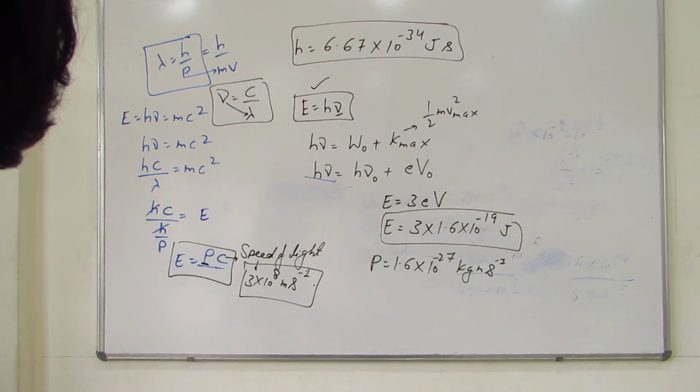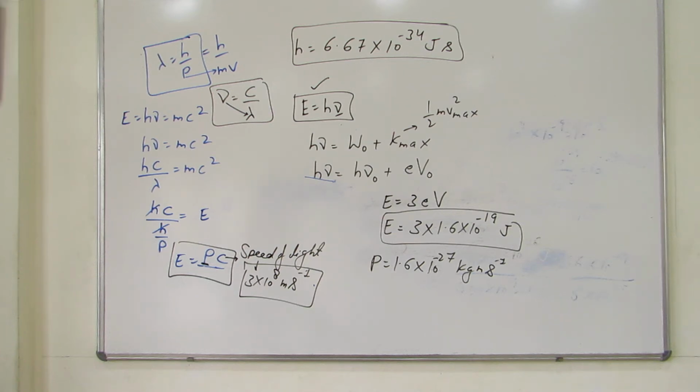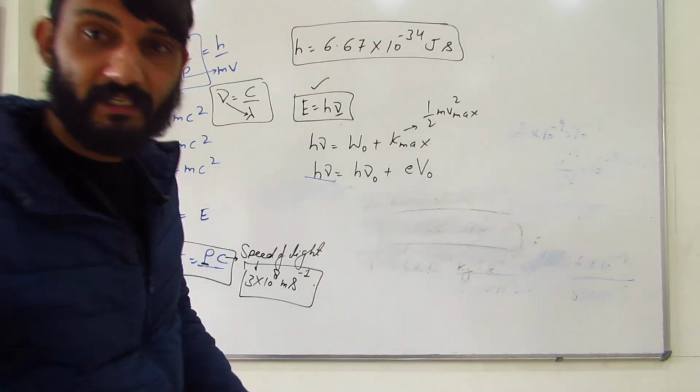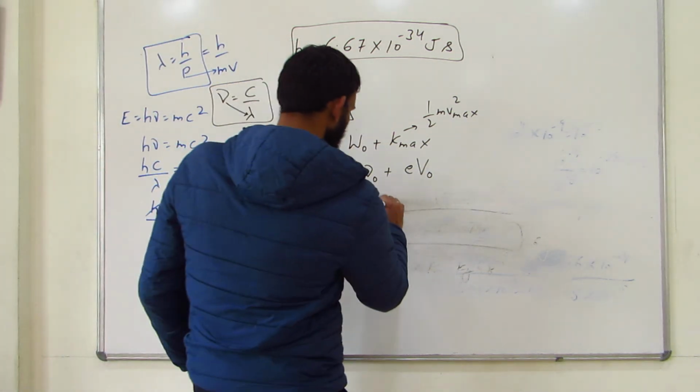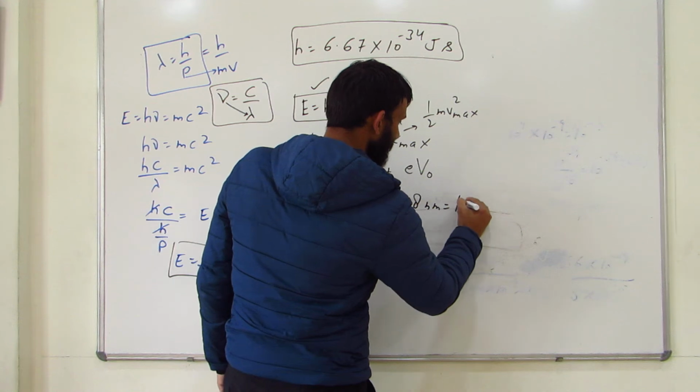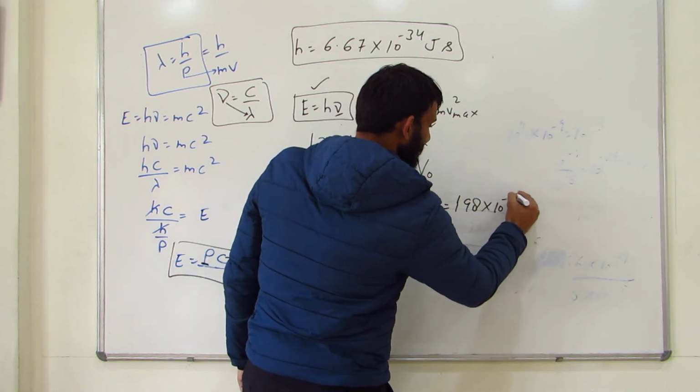And similarly, multiple questions can be done based on Einstein's photoelectric equation as well. So let us do one for your own reference, and I'll read out the question: monochromatic light of wavelength 198 nanometer. So the wavelength of the light is given as 198 nanometer, lambda is equal to 198 nanometer. Again, you know, nano means 198 into 10 to the power minus 9 meter.